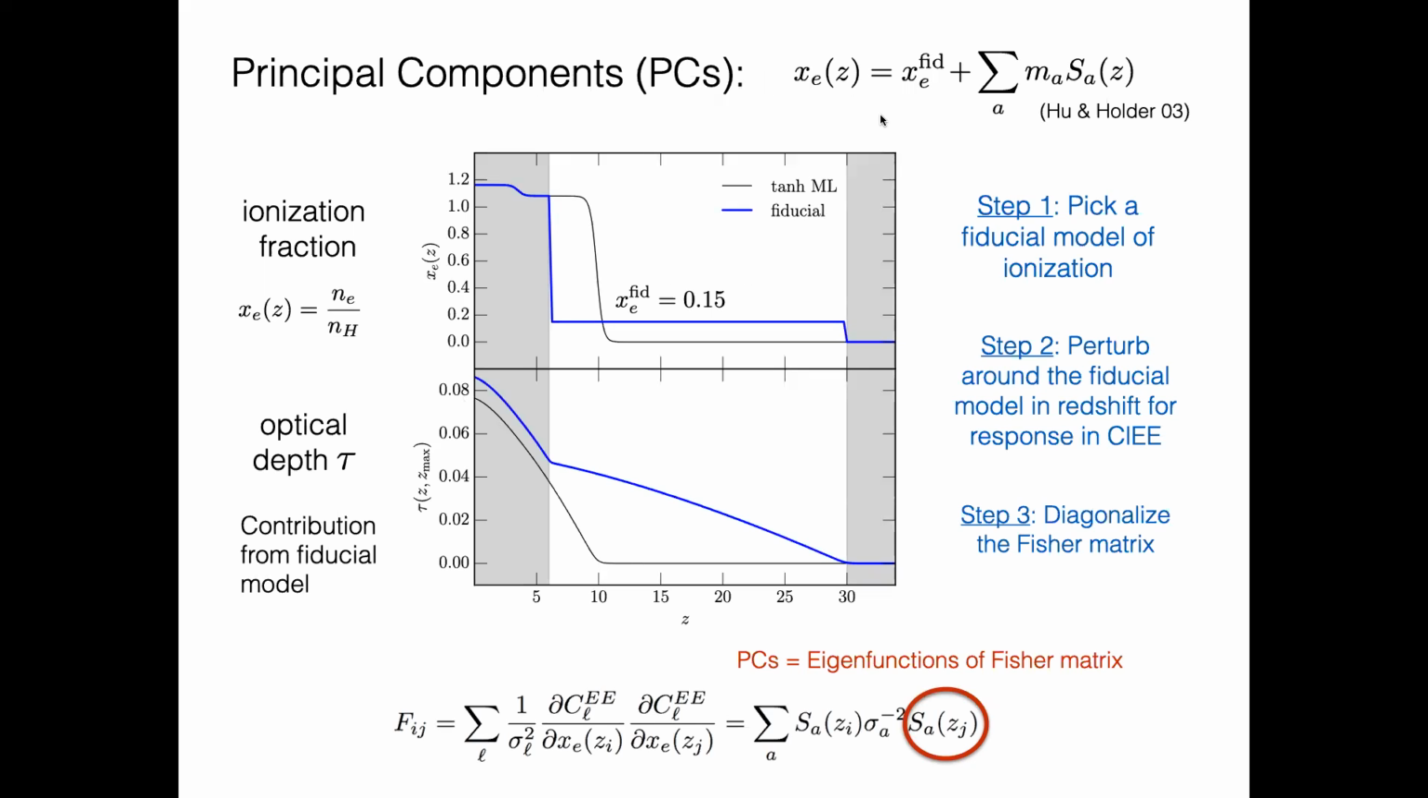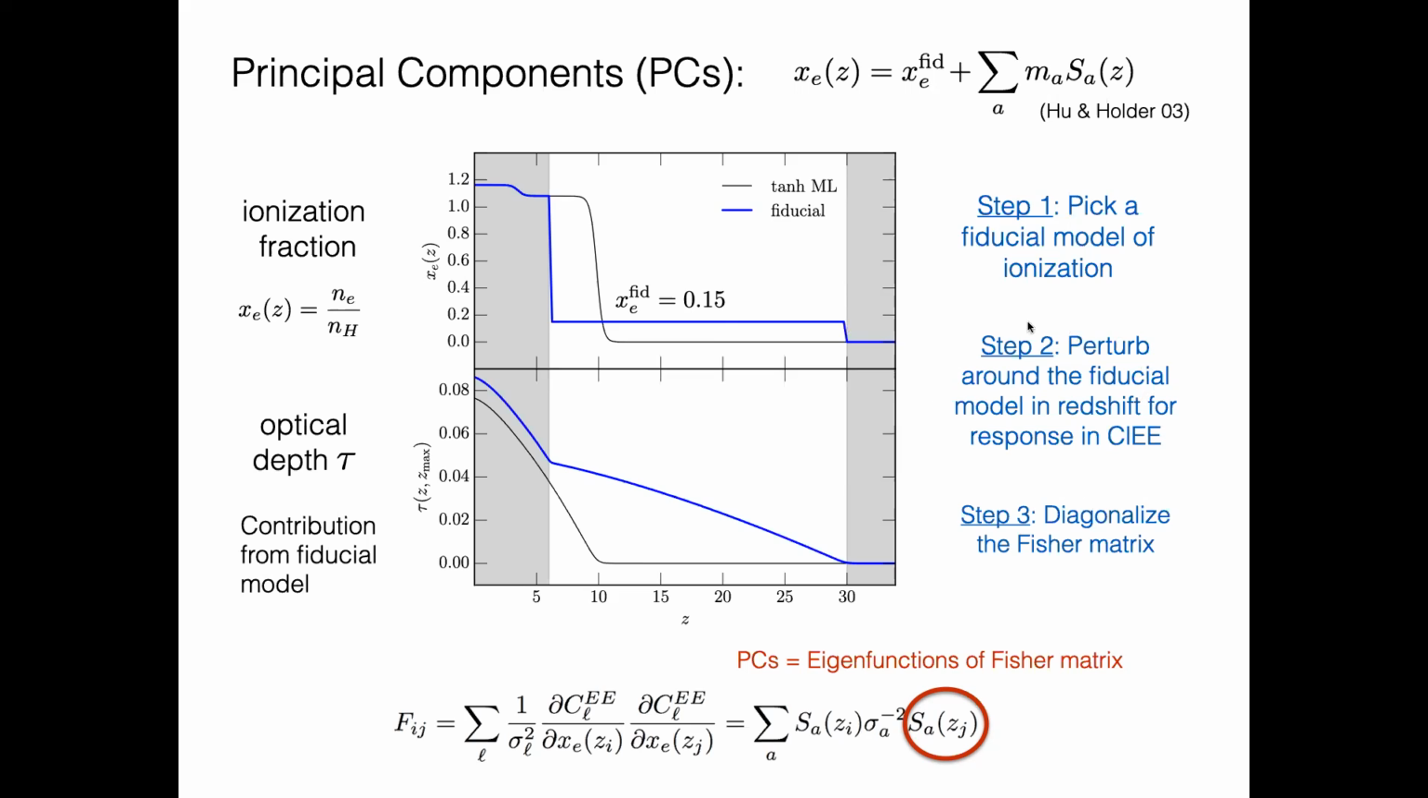So we propose to use the principal component method, which was first proposed by Hu and Holder in 2003. This is a much more flexible way of capturing the observable effects of any ionization history model on the CMB data. It starts with a fiducial model, which we adopt to be basically a constant of 0.15 and 0 before some Zmax, and fully ionized, just matching the Tench after redshift of 6, some Zmin.